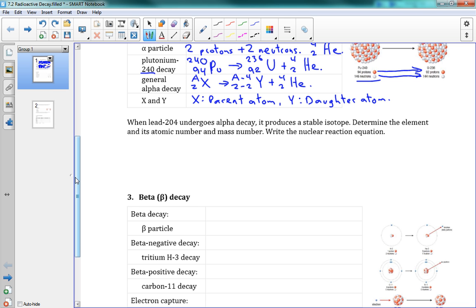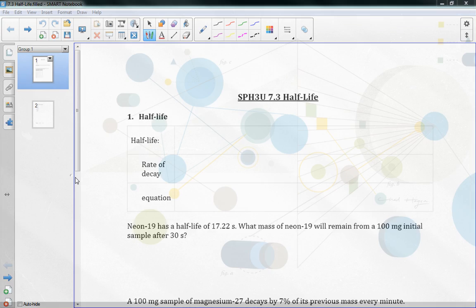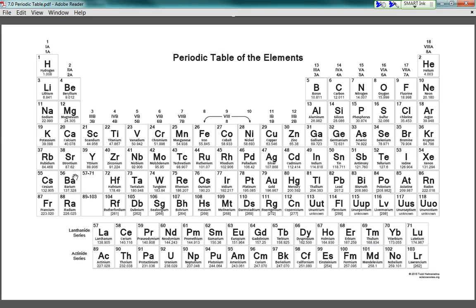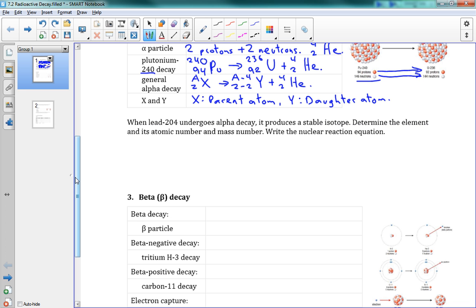Now the first thing is to find lead on our periodic table. So I'm going to open up my periodic table here, and I'm going to find lead. And if you see, it's over at 82, in the bottom right area. It says Pb, lead. Okay, so 82. So that means we've got 82 Pb, and its mass was 204. That's what the problem told us.